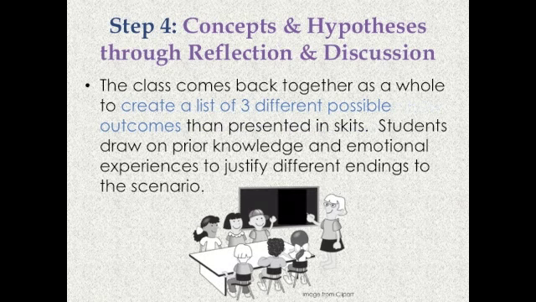In step 4 of the 6-step process, the class discusses concepts and hypotheses through reflection and discussion. The class as a whole creates a list of 3 different possible outcomes from those presented in the skits. Students draw on prior knowledge and emotional experiences to justify different endings to the scenario.